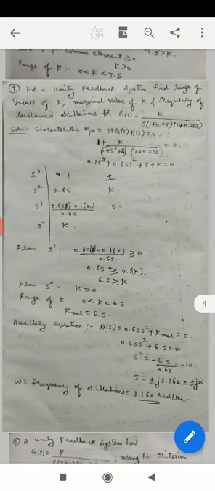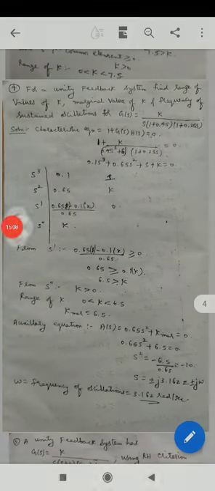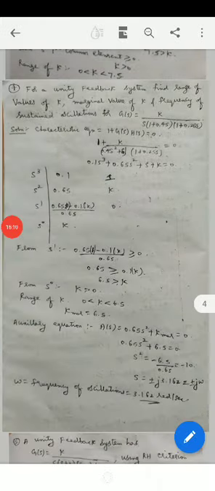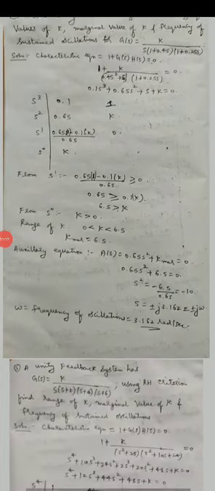These are the three parameters which are asked in this problem: range of k, marginal value of k, and frequency of sustained oscillations. We have found all three parameters. Of the same type, we'll solve one more problem.